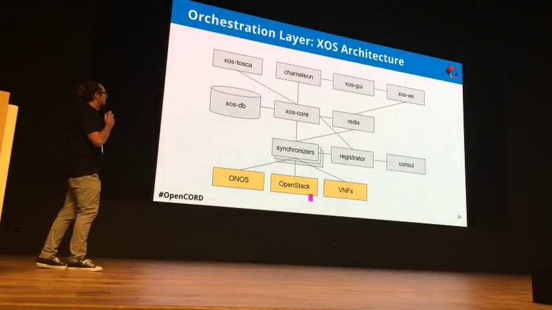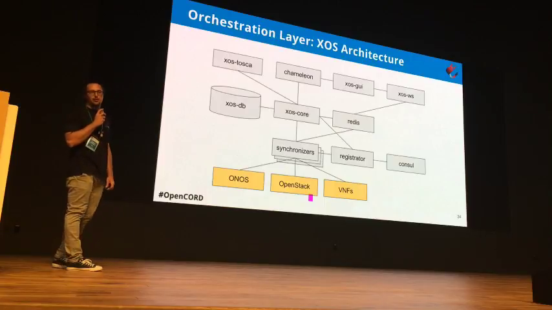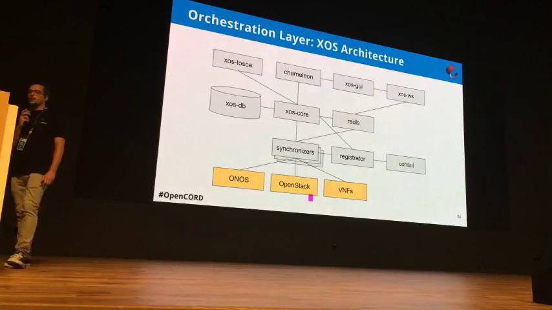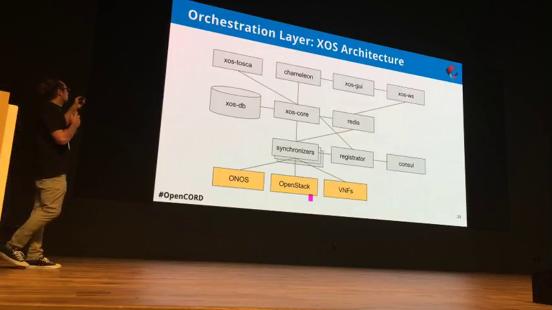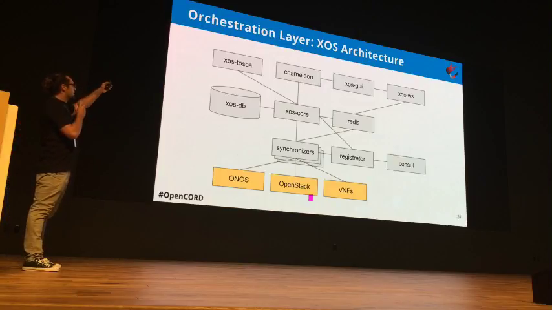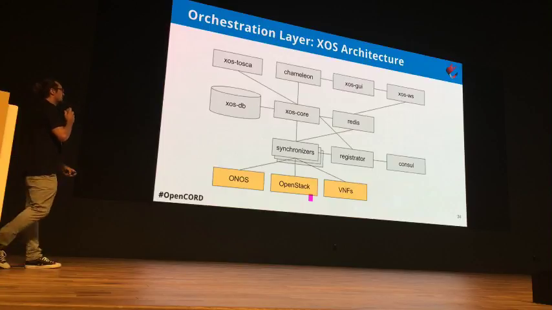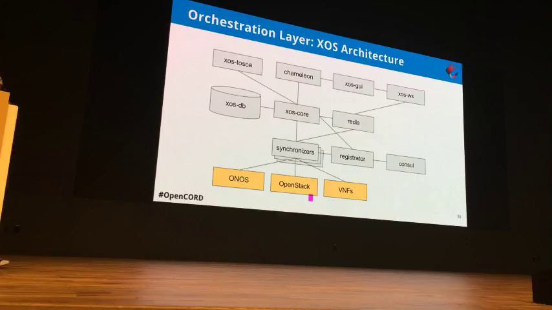How does XOS look from a software perspective? It's designed following all the lessons we learned in the past years from microservices. We are using Docker to manage all our containers and simplify the deployment and the development. So at the top, we can see XSTOS, Chameleon, GUI, and WebSocket that are, as of now, our way to control the platform.